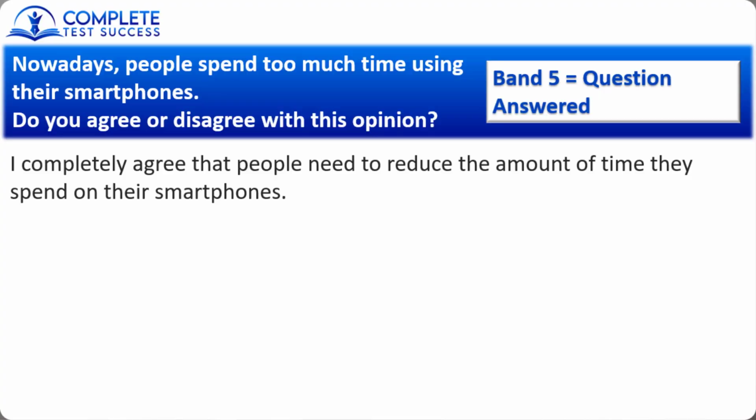So for this student to get a band 5, they're going to first of all just have to give us that direct answer that we're looking for. I completely agree that people need to reduce the amount of time they spend on their smartphones. That's enough. That's all we needed for a band 5. Now, to bring us to a 6, we need specific reasons.